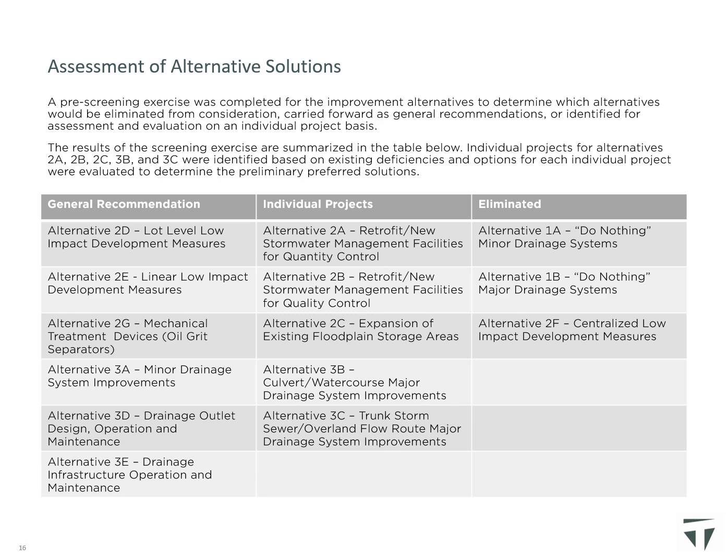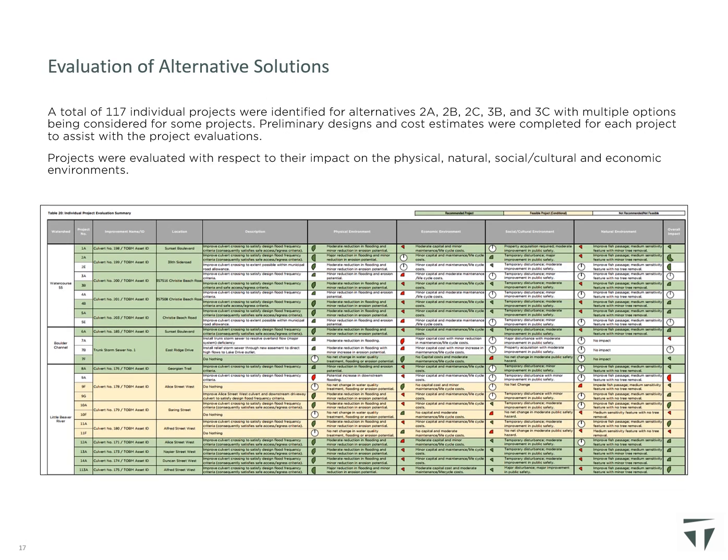Alternatives 2D, 2E, 2G, 3A, 3D, and 3E were identified to be included in the preliminary preferred solution as general recommendations. A total of 117 individual drainage improvement projects were identified for alternatives 2A, 2B, 2C, 3B, and 3C, with multiple options being considered for some projects. Preliminary designs and cost estimates were completed for each project to assist with the project evaluations.